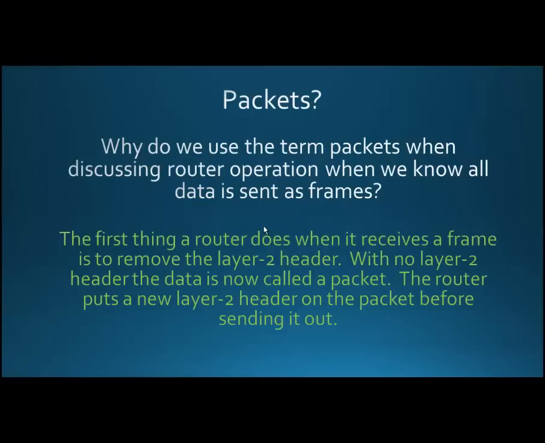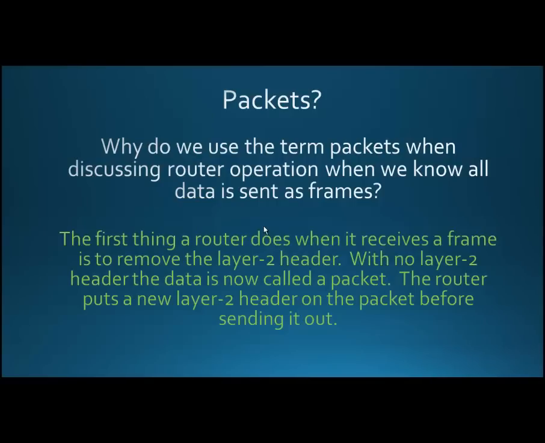He makes the routing decision. If there's a path, I'm going to route it out the path. If there's not a path, I'll drop the packet. So assuming he has a path for the packet, he then builds a new layer 2 header and then sends it out. So the layer 2 header is unique to the local network.